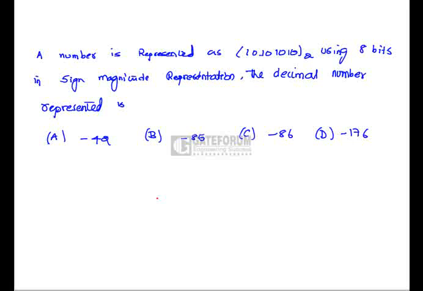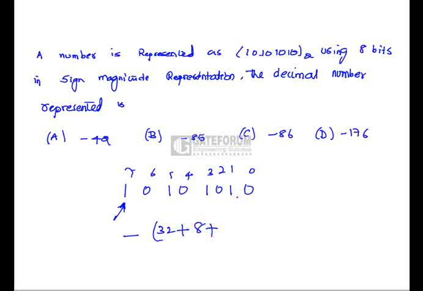If we calculate the magnitude, that is 10101010, in the magnitude calculation we should not use the MSB bit, but the remaining bits we can use to calculate the magnitude. That is, this is the 0 position, 1, 2, 3, 4, 5, 6, 7. So negative 32 plus 8 plus 2, which is minus 42, hence option A is correct.